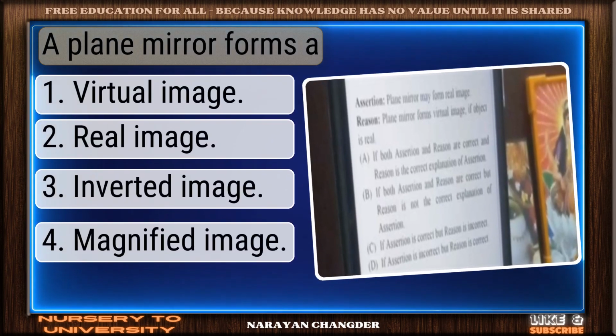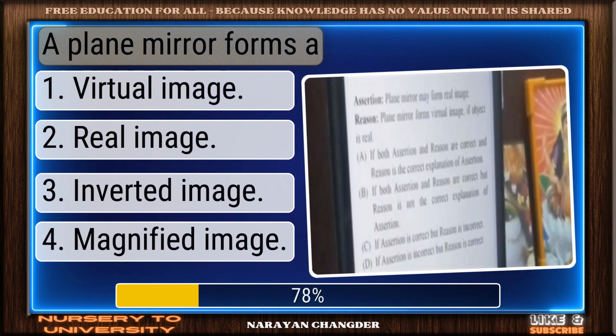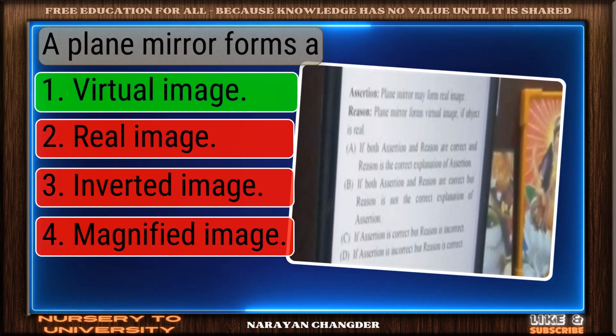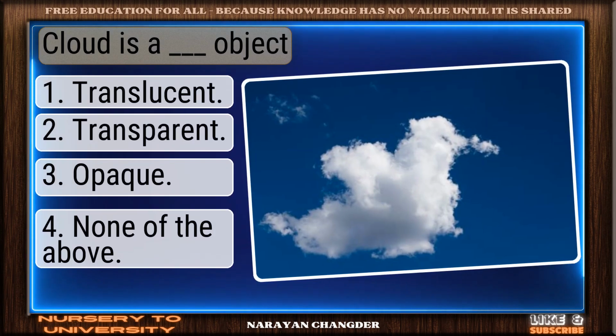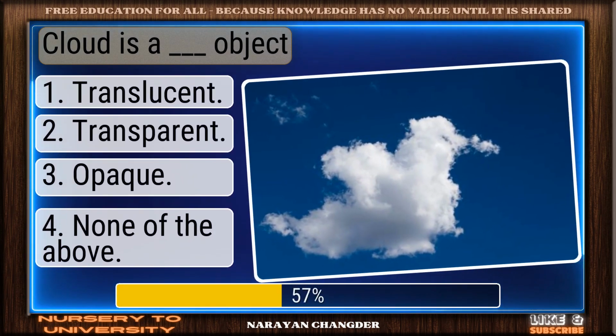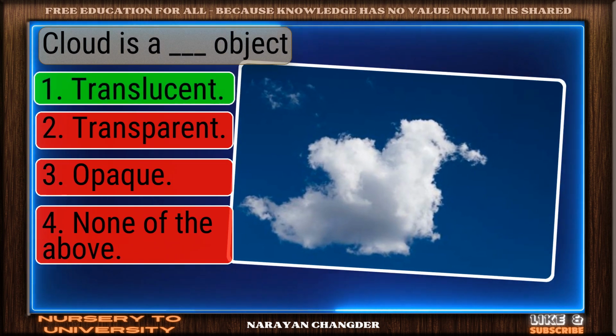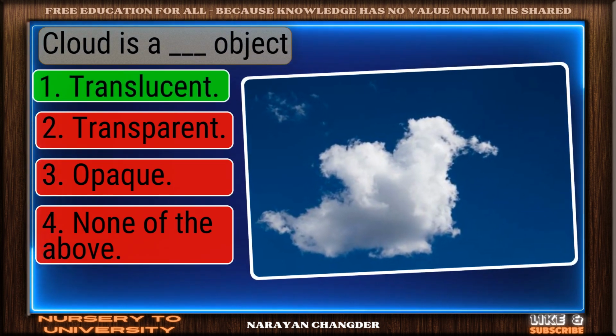A plane mirror forms a. Bravo! Virtual image is the answer. Cloud is a dashy object. Clear logic. Your choice translucent is sound and 100% true.